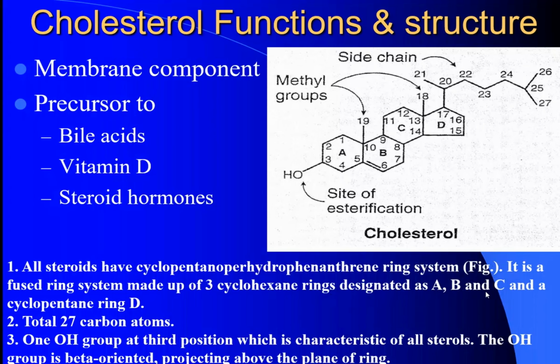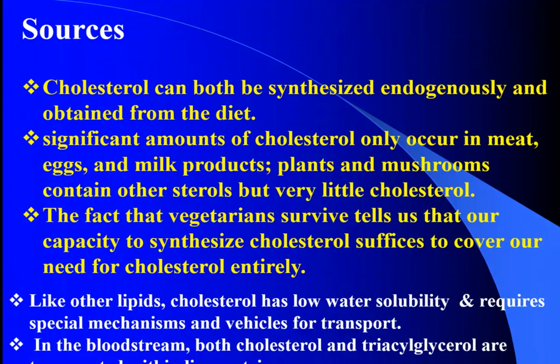The rings are designated A, B, C, as well as the cyclopentano ring, that is D, and there is one hydroxyl group at the third position, which characterizes it as a sterol, and the hydroxyl group is beta oriented, projecting above the plane of the ring. Now to see the source of cholesterol, where it comes from or where it occurs.